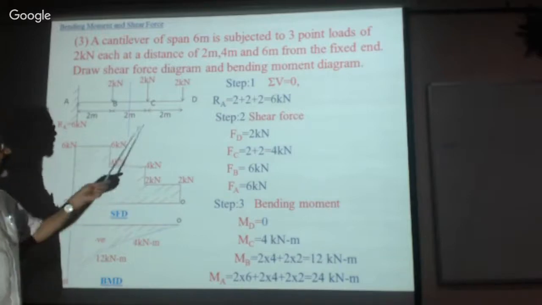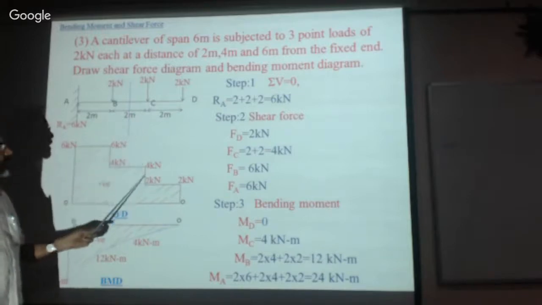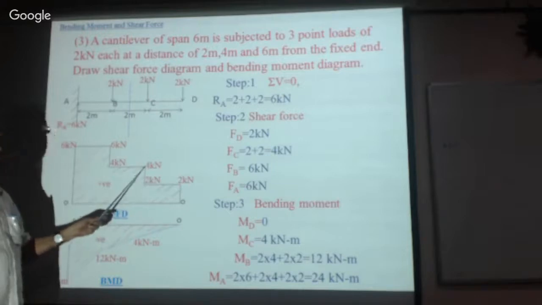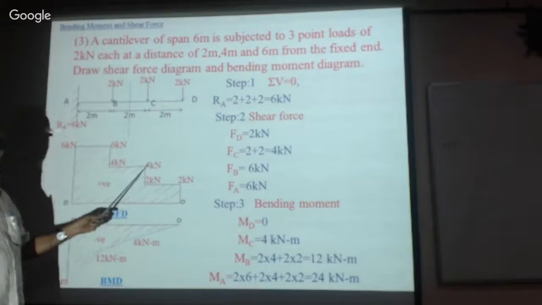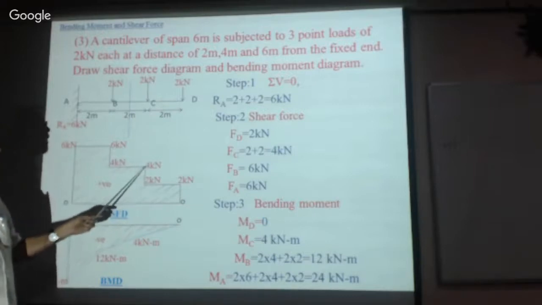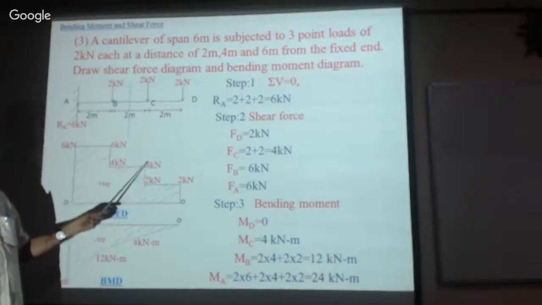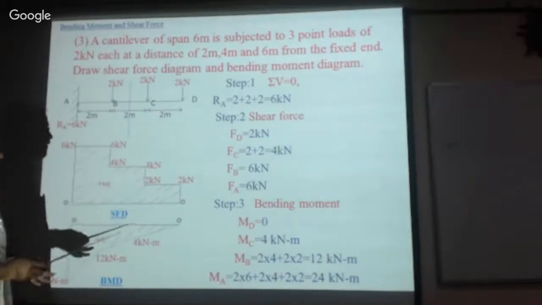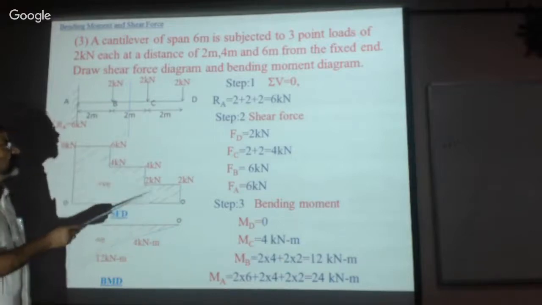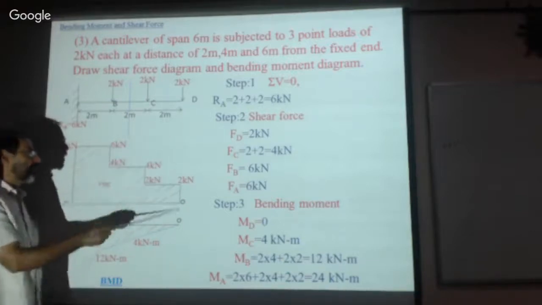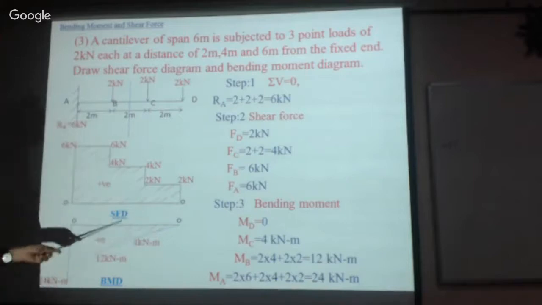Somebody will ask you, what is the shear force at C? The shear force at C is 4 kilonewton and 2 kilonewton. Which is the shear force? The shear force is 4 kilonewton. For 4 kilonewton shear force, we need to design the structure, isn't it? So therefore, at this point, 2 kilonewton. This is the shear force diagram.